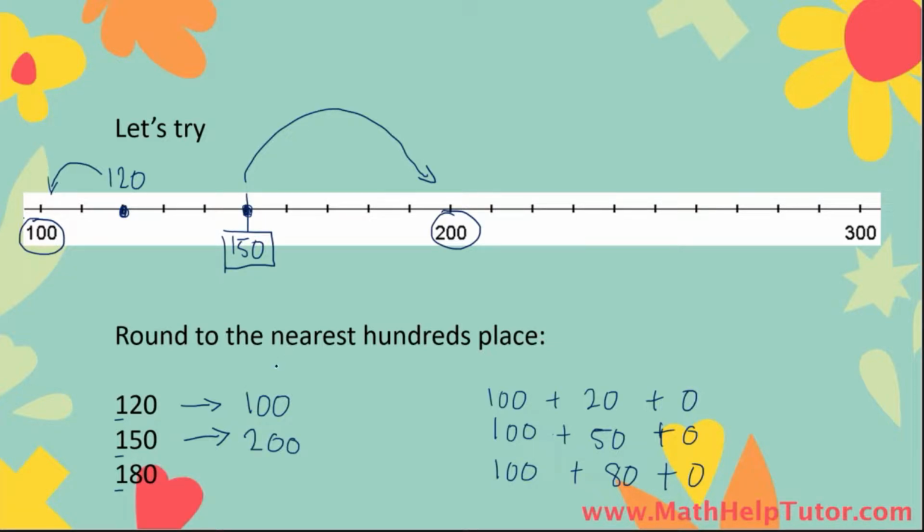And next is 180. So if this is 150, this should be 160, 170, 180. So since 180 is bigger than 150 or comes after 150 in the number line, then we know that 180 is nearer to 200 than it is to 100. So the answer to rounding 180 to the nearest hundreds place is 200.